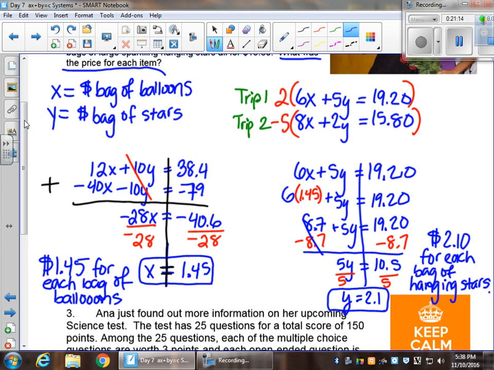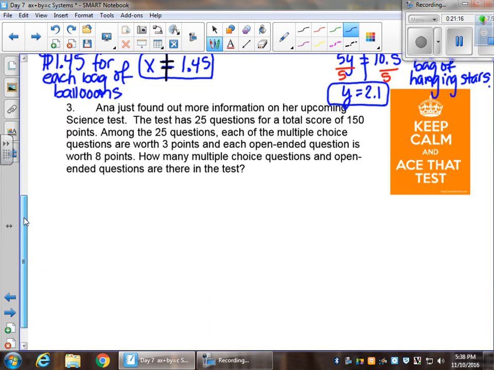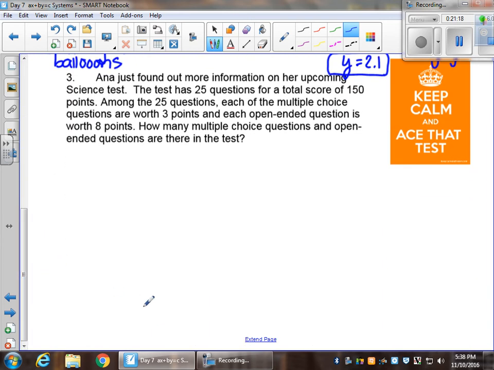Awesome. Number 3. Anna just found out more information on her upcoming science test. The test has 25 questions for a total score of 150 points. Among the 25 questions, each of the multiple choice questions are worth 3 points, and each open-ended question is worth 8 points. How many multiple choice questions and open-ended questions are there in the test?